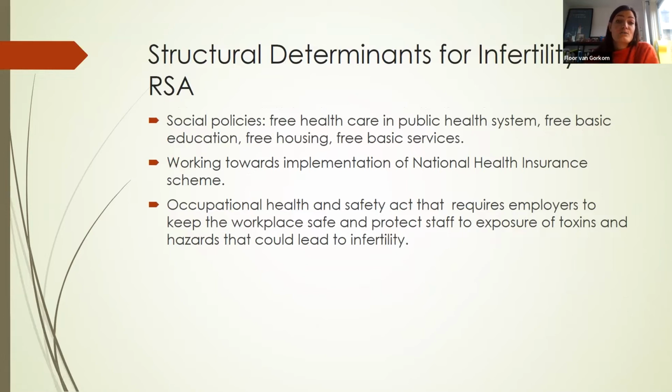Then to move on to the structural determinants for infertility in South Africa. If you look at social policies, there's free healthcare in the public healthcare system. There's free basic education, free housing and free basic services. And the government is working towards the implementation of the National Health Insurance Scheme. And there are occupational health and safety acts that require employers to keep the workplace safe and protect staff from exposures and toxins that could lead to infertility.